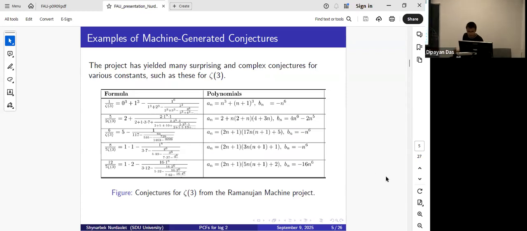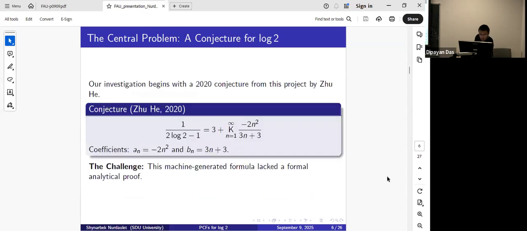So these are some examples of continued fractions that the Ramanujan machine found. They also have continued fractions for other constants, it can be logarithm, e, pi. They have continued fraction representations of zeta 5, zeta 7, and so on. Especially, what we are going to look at is a continued fraction representation of log 2.